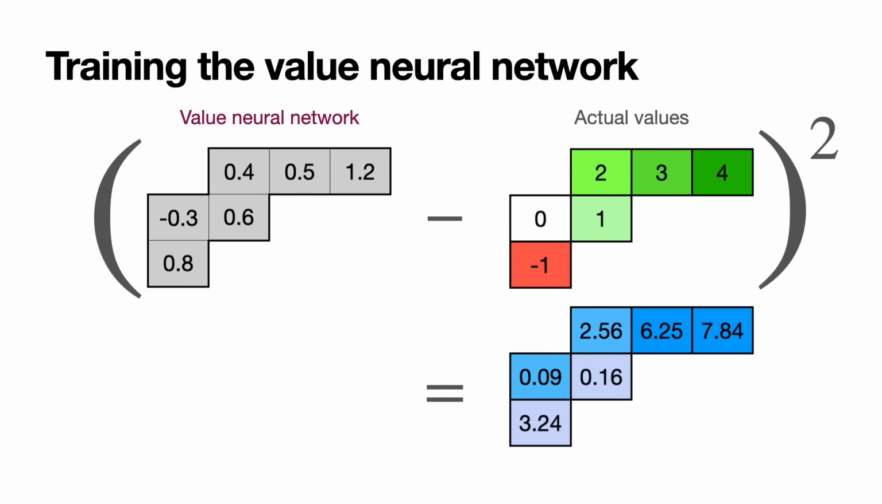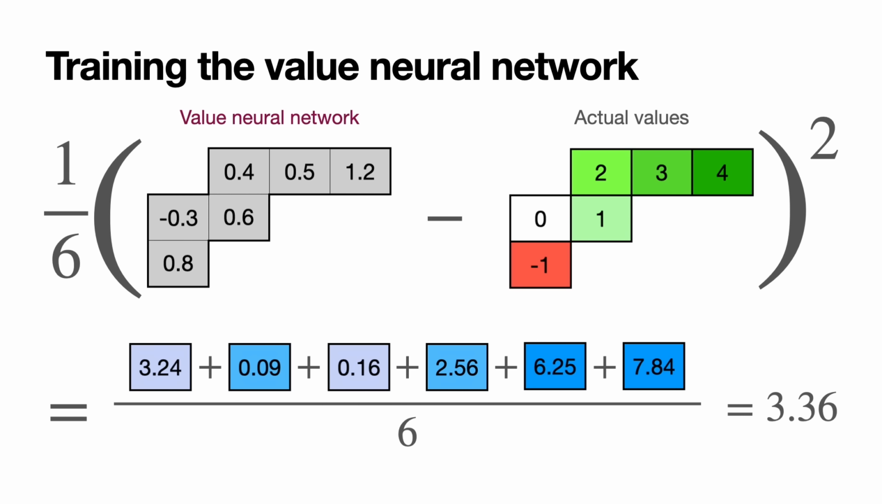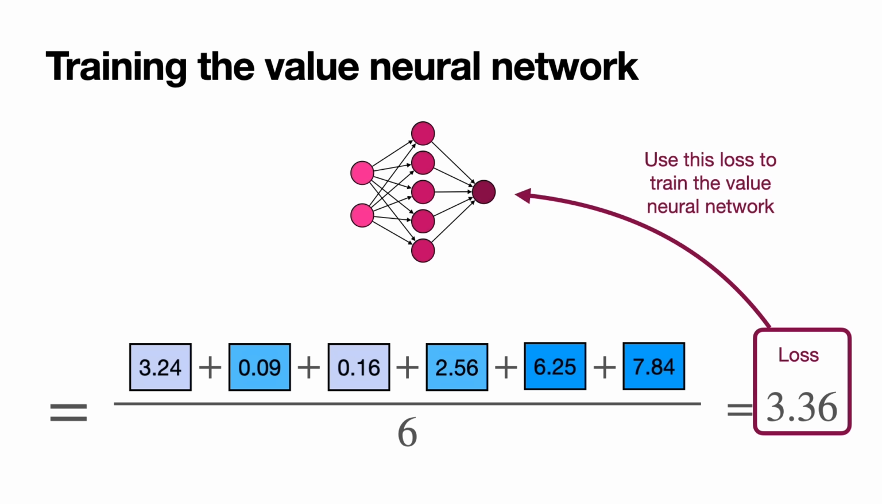Now, it's custom in loss functions to actually take the average instead of the sum. So we take the average, that means we divide by 6 since there are 6 numbers, and this sum divided by 6 is 3.36. So 3.36 is the loss, a quantification of how bad this neural network is, because the higher the loss, it means the farther the neural network is from approximating the values, and the lower the loss, the better it is. In an ideal situation where the loss was 0, that means the value neural network managed to approximate the actual values perfectly.